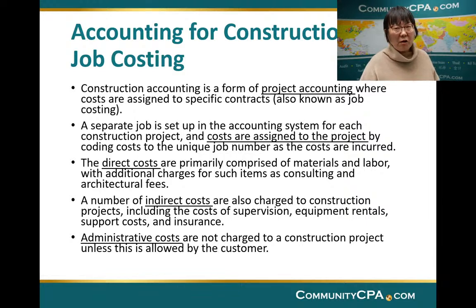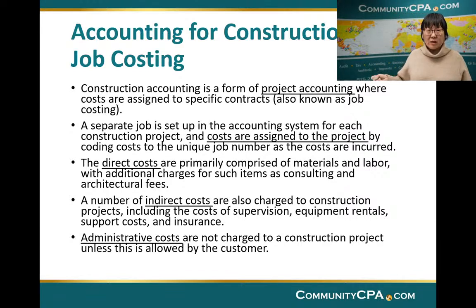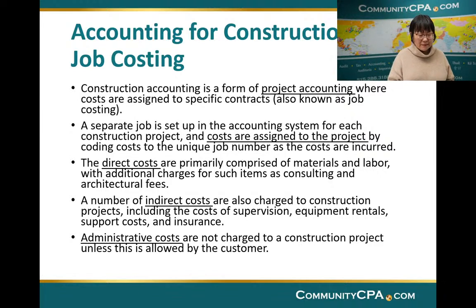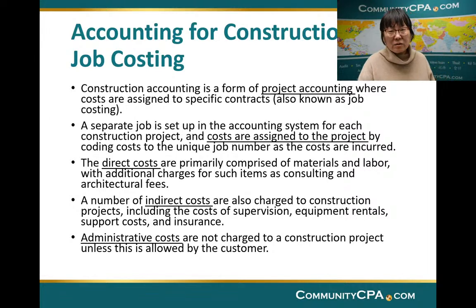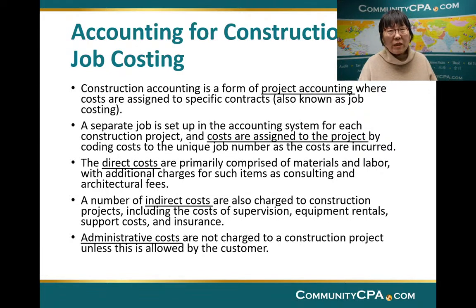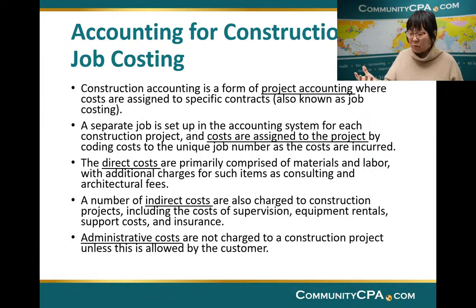So what is direct cost? Direct costs are the ones you use to build the building. Materials, labor, additional charges for things like architecture fees, consulting fees, legal fees, and things like that. Workers' comp, for those workers who are working for you. And then you also have indirect costs. The owner's supervision cost, advertising cost, things not really tied to any of the jobs, but general expenditures, right?